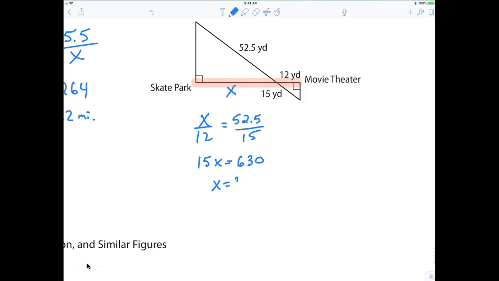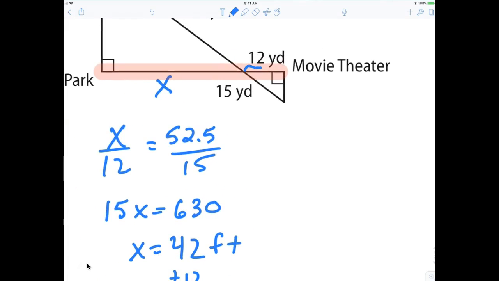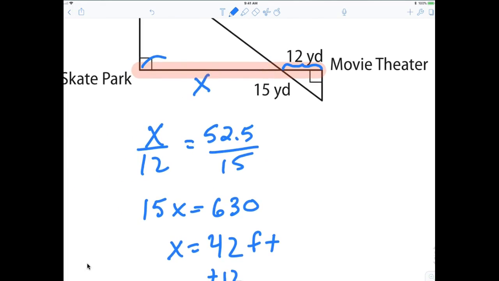Is everybody okay with that being 42? All right. Now, is that the correct answer, though? The final answer would be 42 plus 12, which is 54 feet. The reason you're adding 12: the distance from here to here is 12, and we just found the distance from the skate park to there, which was 42 feet. We needed the total.